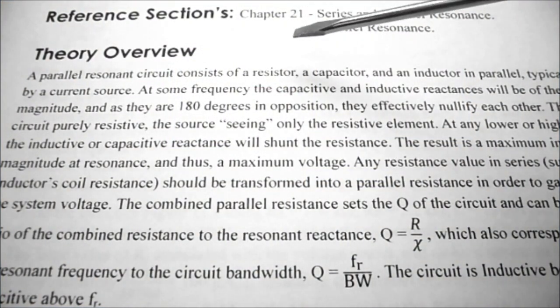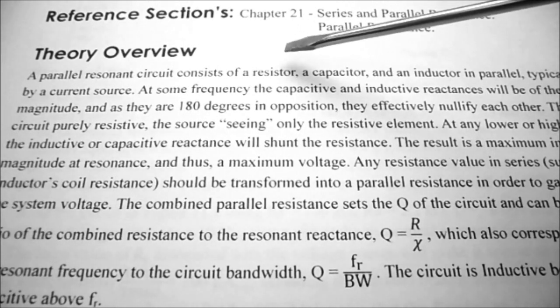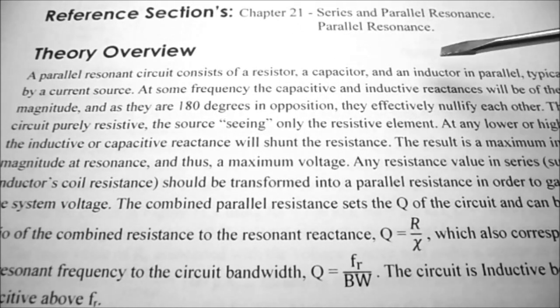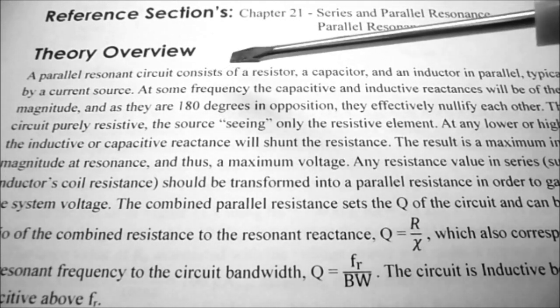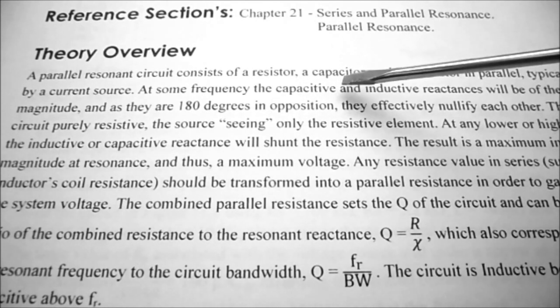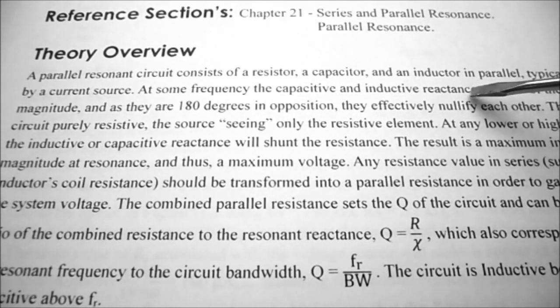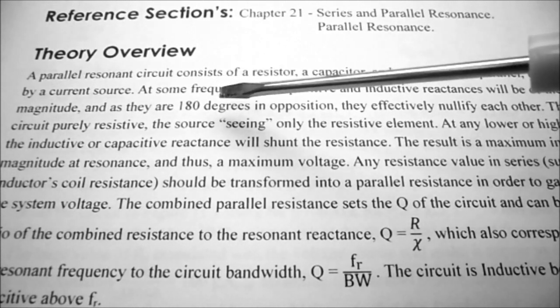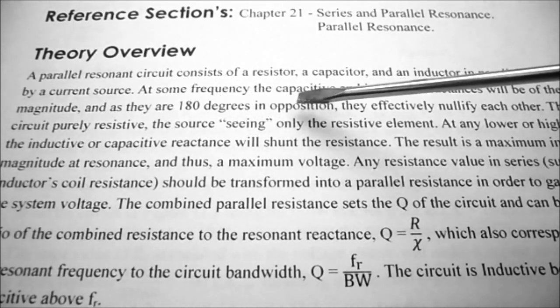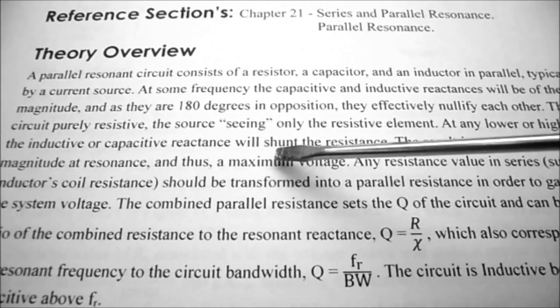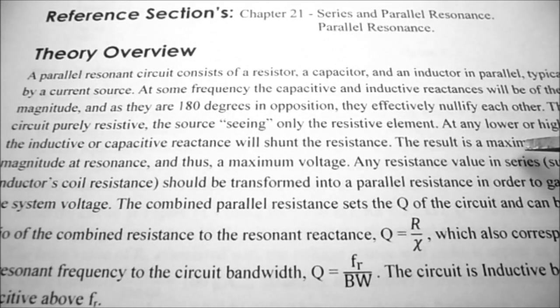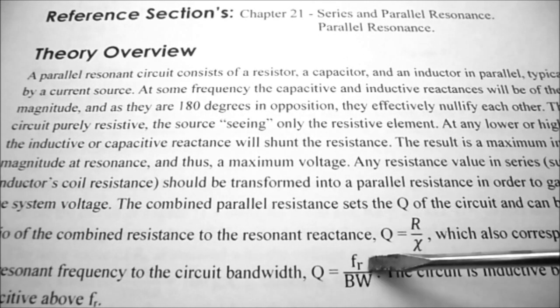In the theory overview, we can see that a parallel resonant circuit consists of a resistor, a capacitor, and inductor in parallel, typically driven by a current source. At some frequency, the capacitive and inductive reactances will be of the same magnitude, and as they are 180 degrees in opposition, they will effectively nullify each other. This leaves the circuit purely resistive, the source seeing only the resistive element. And you can see they've given us a couple of formulas.